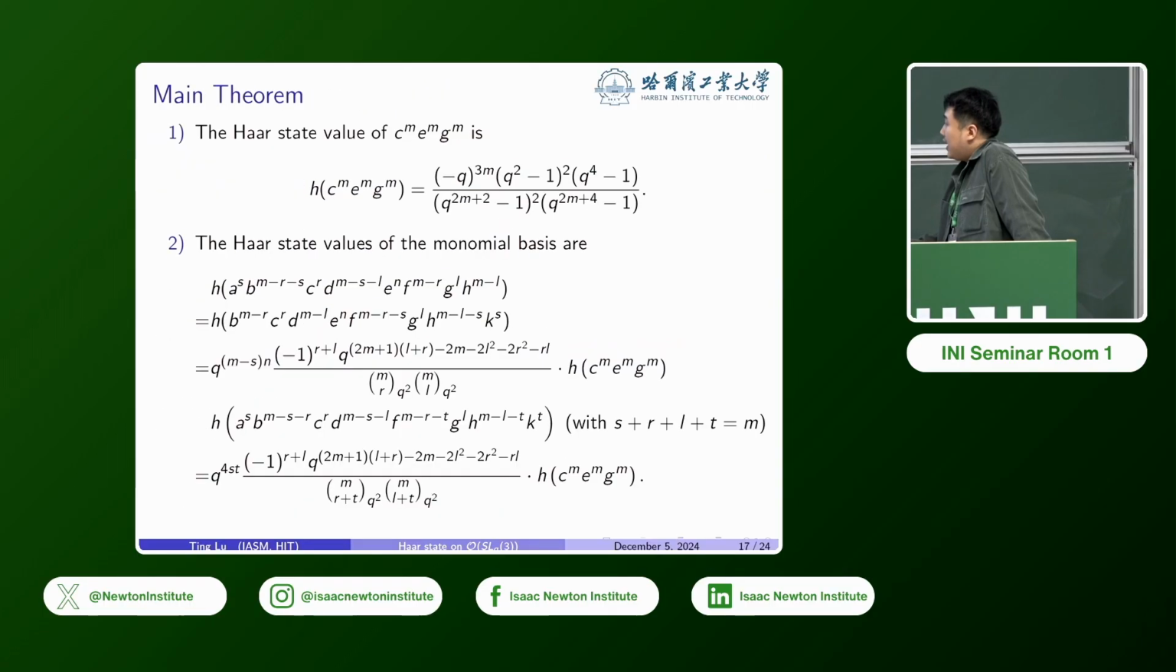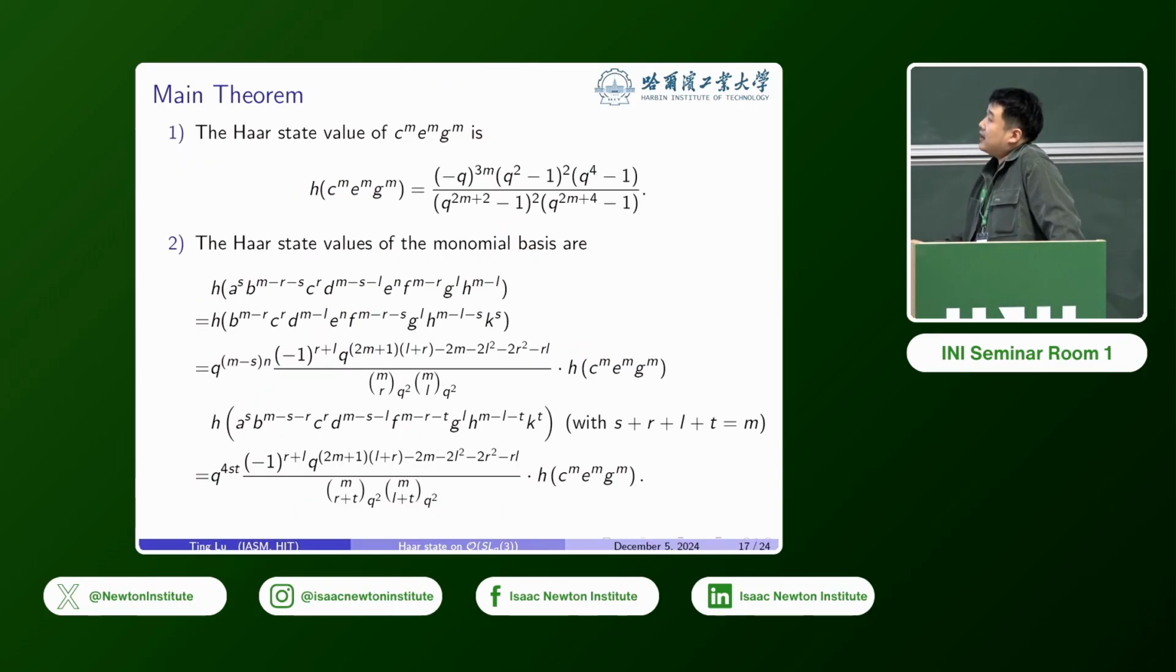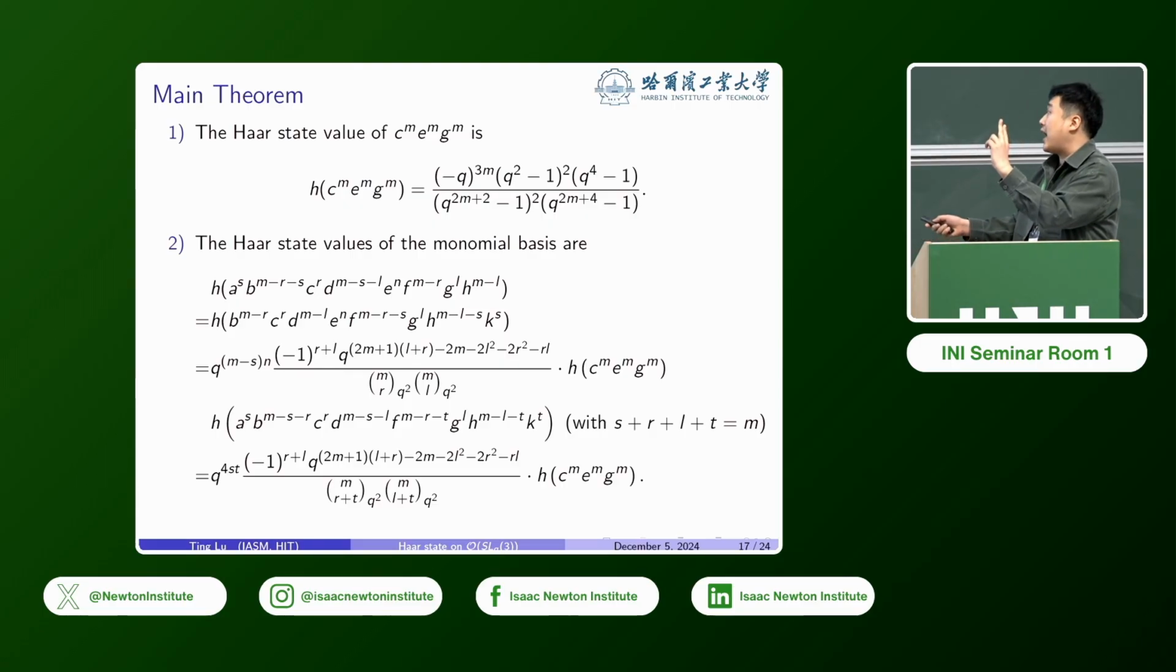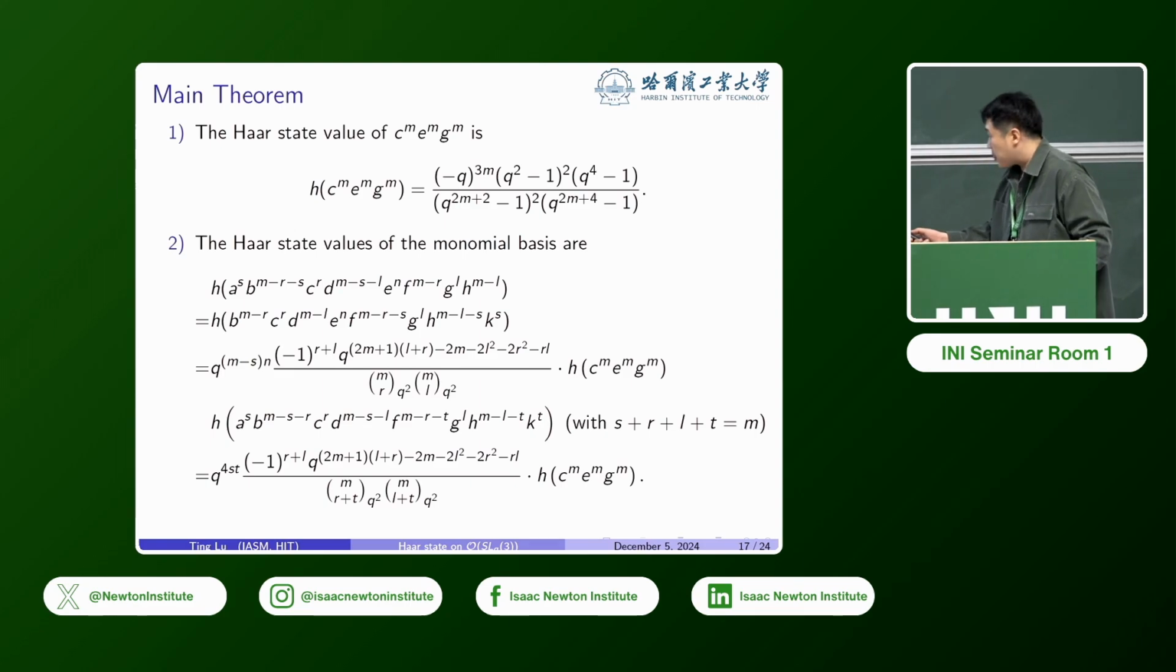So they are the bases, and here's the main theorem. It's just the Haar state of those bases. First is the Haar state of this essential monomial, and then the Haar state of the monomial basis will be expressed as a multiple of this essential monomial. And down here in the denominator, this is just the Q analog of the combinatoric numbers. So you can check from their expression that indeed if you switch index R or L, or index S or T, the expression stays the same.